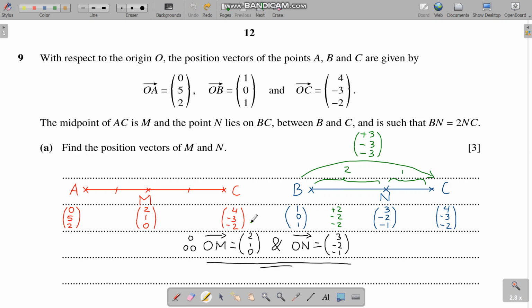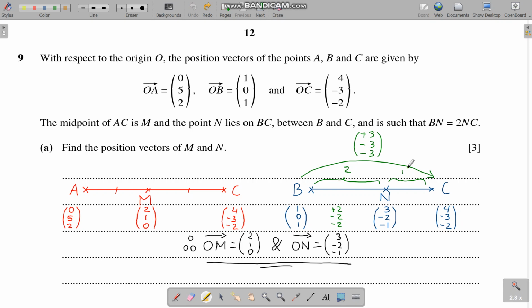N lies on BC, so let's draw another diagram. This is B, this is C. We know the coordinates of B, the coordinates of C, and such that BN is twice NC. So this is twice of this. So we have this kind of ratio.